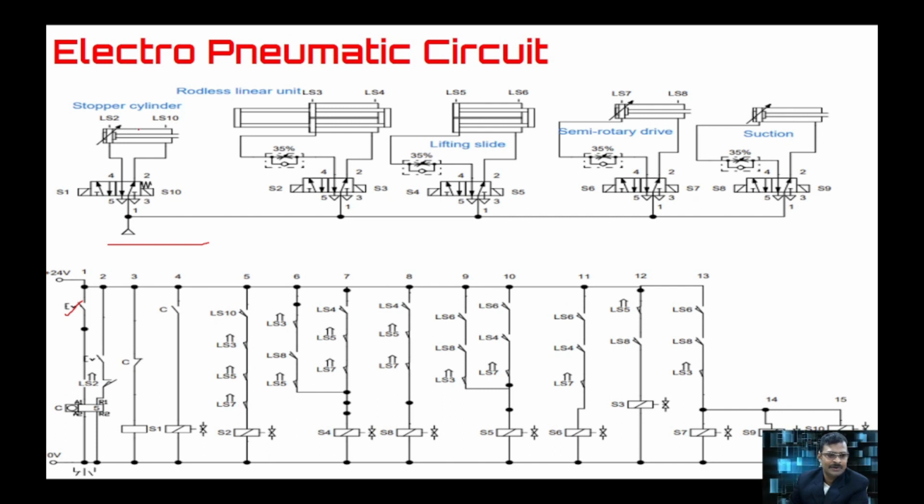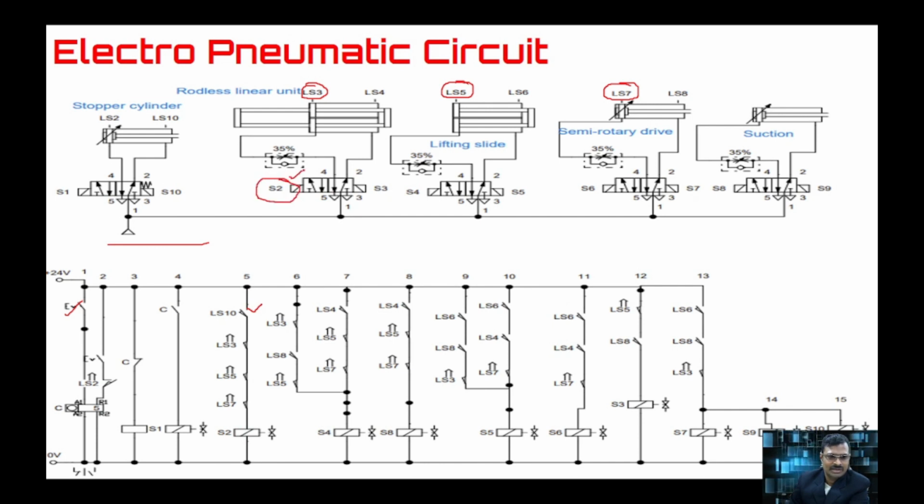LS10 is your extended position of this stopper cylinder, LS3, LS5, LS7. So LS3 is the home position of this cylinder, LS5 is the home position of this cylinder, and LS7 is the home position of the semi-rotary actuator. All these three conditions are satisfied, and the counter reaches this one. So the counter gives the signal for the stopper cylinder in the extend position. That is LS10. So all these happen, then only the solenoid here will get signal.